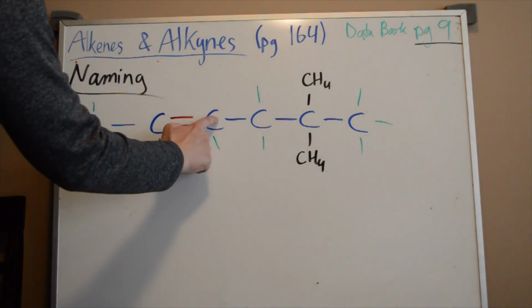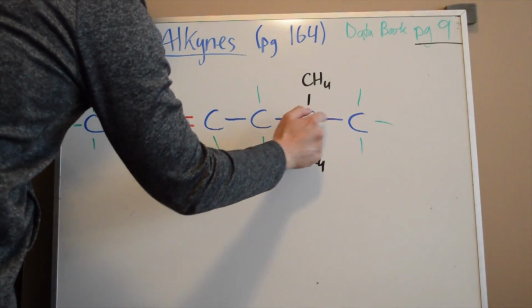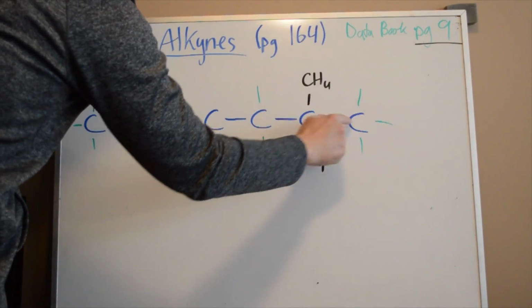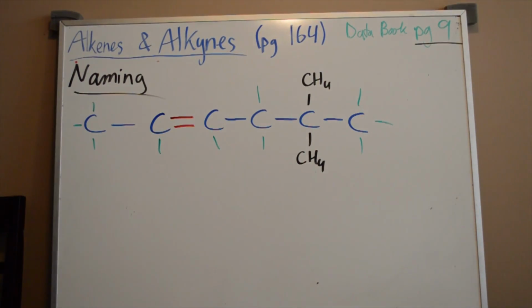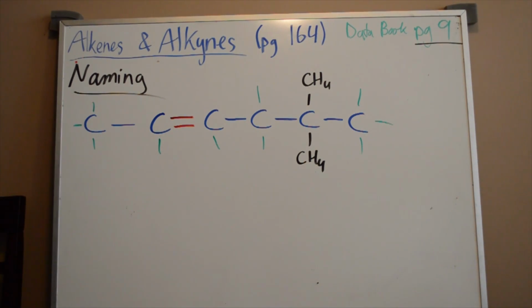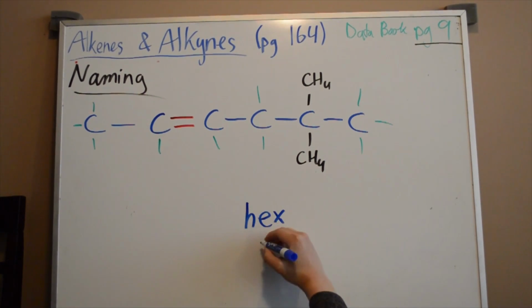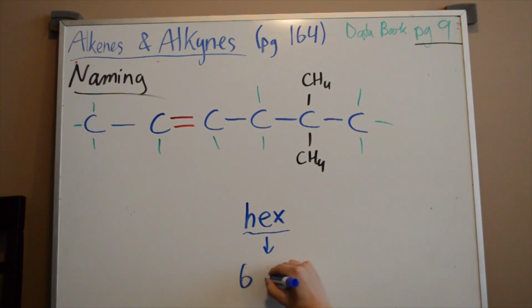Okay, we got 1, 2, 3, 4, 5, 6. 1, 2, 3, 4, 5, 6. 1, 2, 3. Not going to do that. 1, 2, 3, 4, 5, 6. Okay, so after looking at every single possible combination, we have 6 carbons. Okay. What does that mean for the parent chain? Well, we are going to use the prefix hex because it has 6 carbons, okay? So we're going to name this hex for this part because we have 6 carbons for the parent chain.